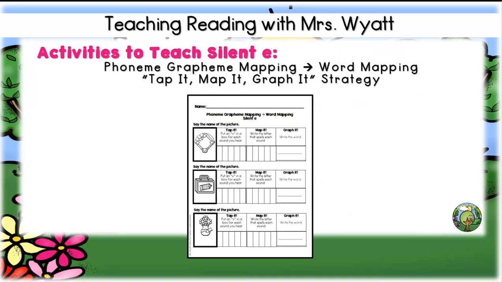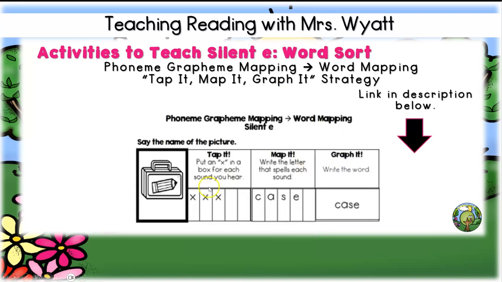Another activity that you can use with Silent E is the phoneme grapheme mapping strategy. This is where they tap it, map it, and graph it. So to do this activity, students would first tap out the sounds. So this word is case. They would put an X, or you could use a chip for each sound. So k, a, s, case.